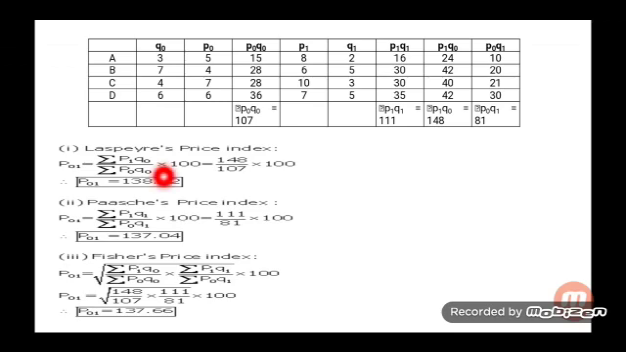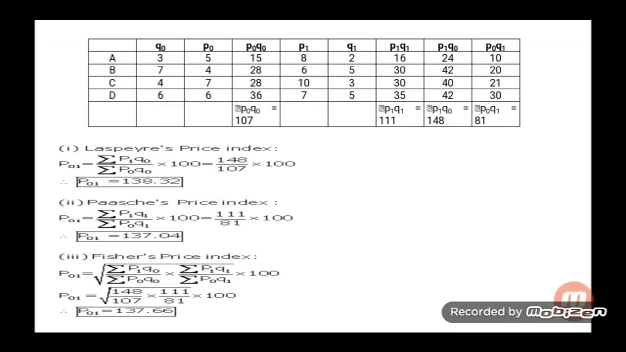Laspeyres price index number P01 is equal to sigma P1 Q0 upon sigma P0 Q0 into 100. P1 Q0 की वैल्यू क्या है बेटा? 148. P0 Q0 की वैल्यू क्या है बेटा? 107. It means 148 divided by 107 into 100. The answer will be 138.32.